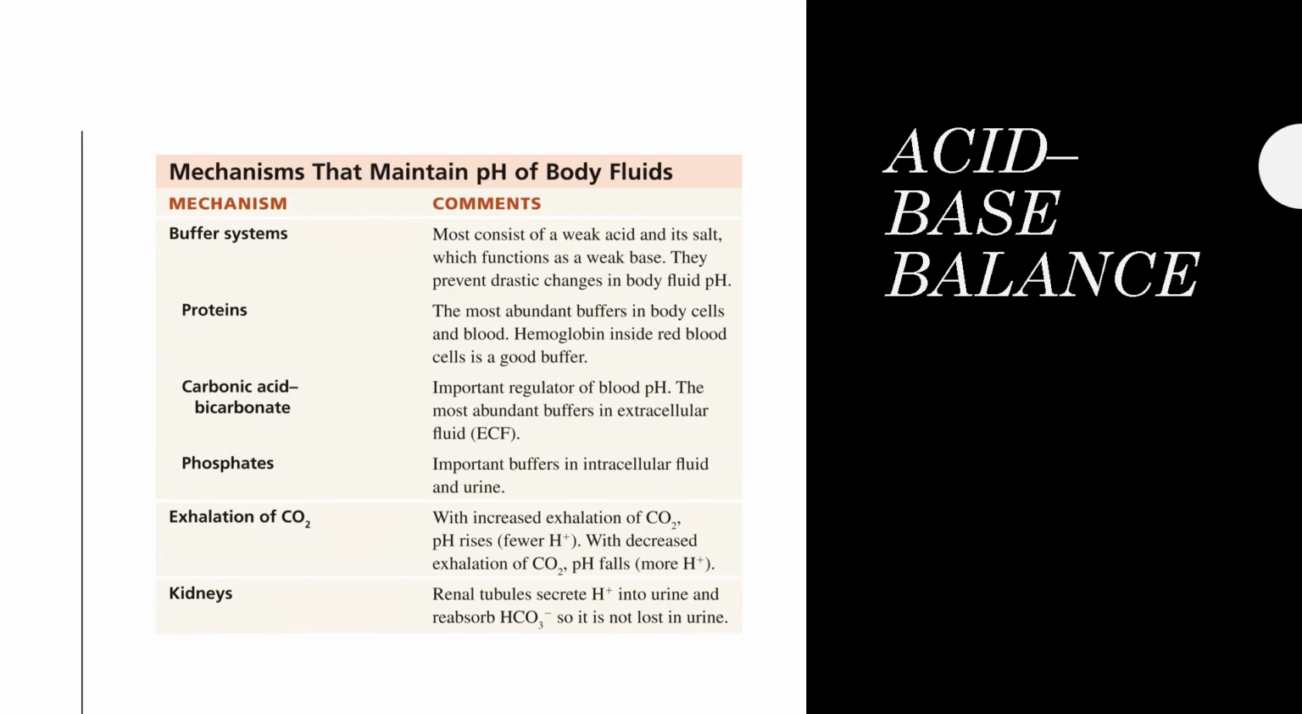Again, here is just a really nice table summarizing everything we've covered so far in the past couple slides. We have the mechanisms that are going to be maintaining the pH in body fluids. Remember, that includes the buffer systems, the exhalation of carbon dioxide, and then the kidney excretion. So this will help with studying for this. And that will be the end of chapter 26.